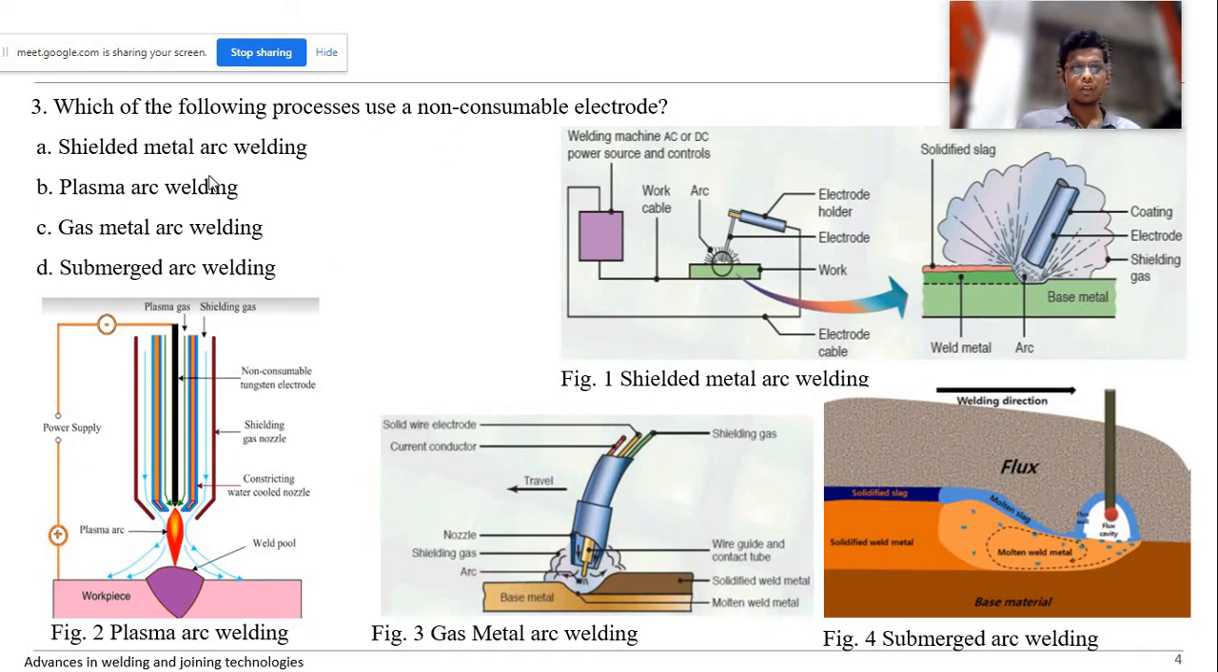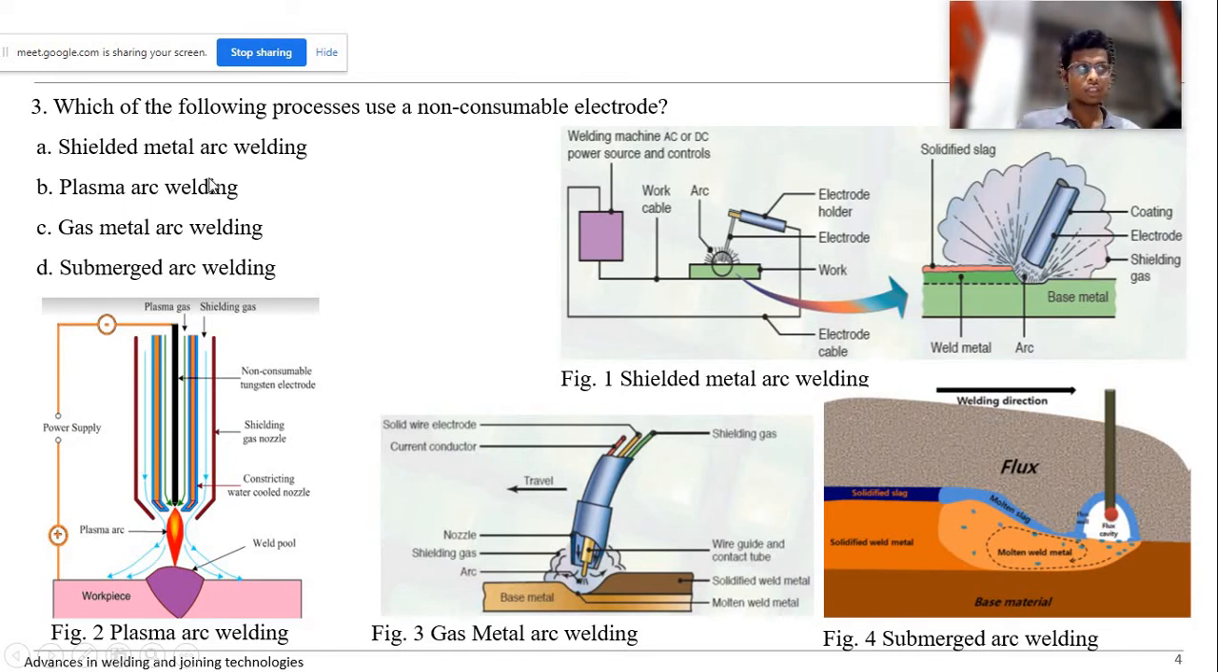So, in plasma arc welding, we are using a tungsten electrode. Here, as you can see in figure 2, there is a non-consumable tungsten electrode, and because of the plasma and potential difference, there will be a generation of arc and welding happens. So plasma arc welding is the option for question 3. The option will be 3B. Plasma arc welding uses a non-consumable electrode.